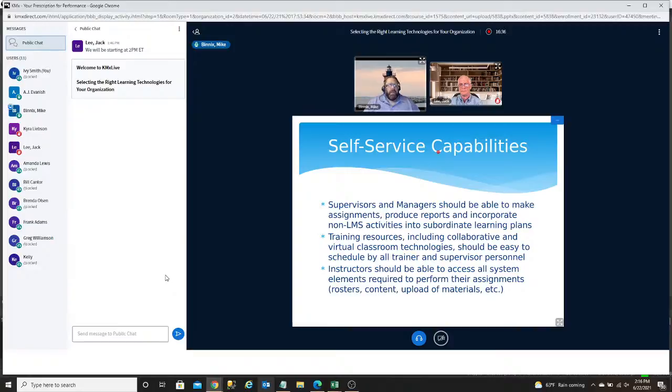Supervisors and managers have got to be able to go in and pull reports on how their staff is doing. That means the LMS needs to know who their staff are, right? Who are their direct reports, and what is their total span of control through, you know, possibly one or two extra layers of managers and supervisors.